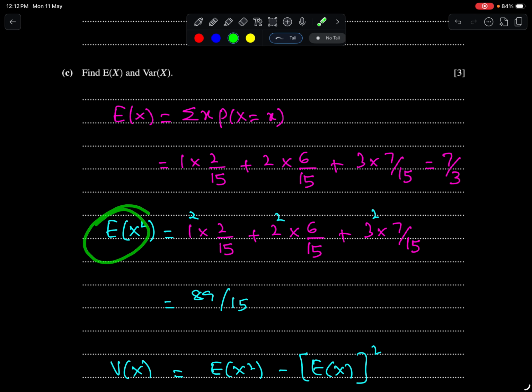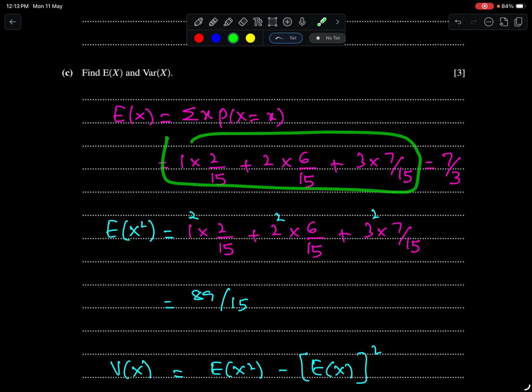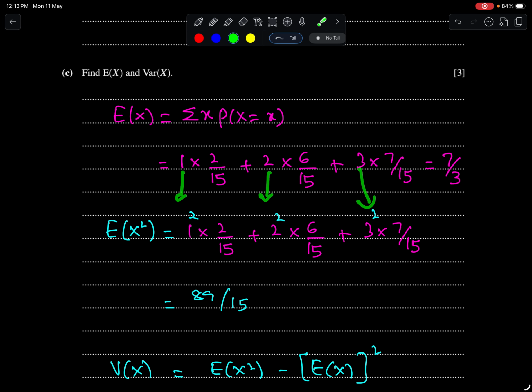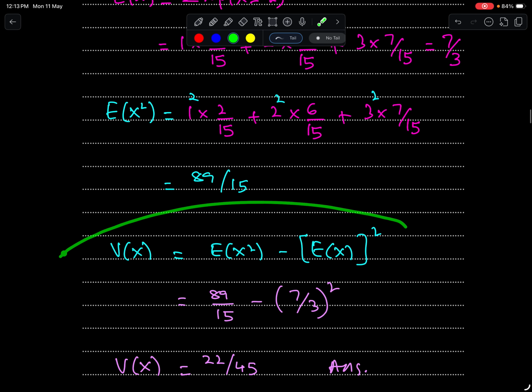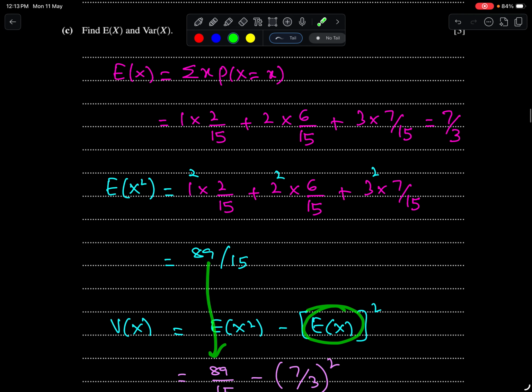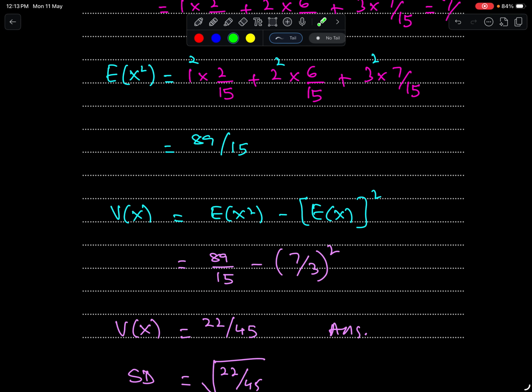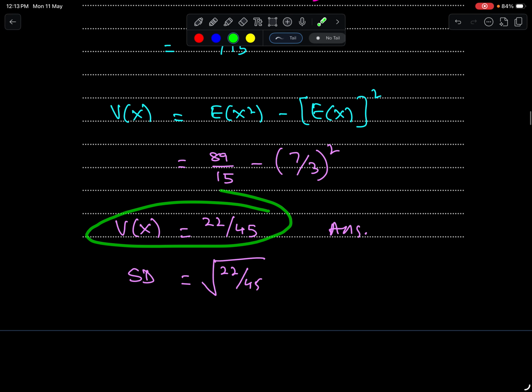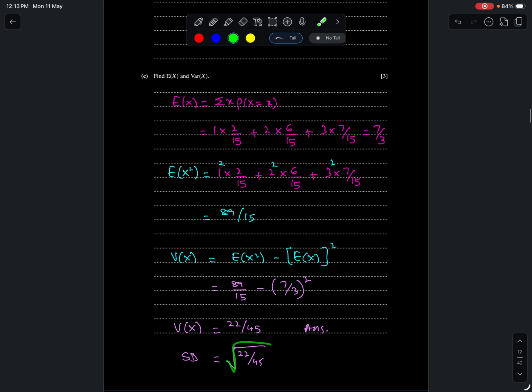And for Ex square, copy this entire expression and just square the X terms. Make sure you square the X values, not probability. Now for variance, use this formula. This is available in MF19. You must be used to MF19. So this is here and this result is here. So this is variance and its square root is standard deviation. This is the way we calculate mean and variance. So this is all from probability distribution.